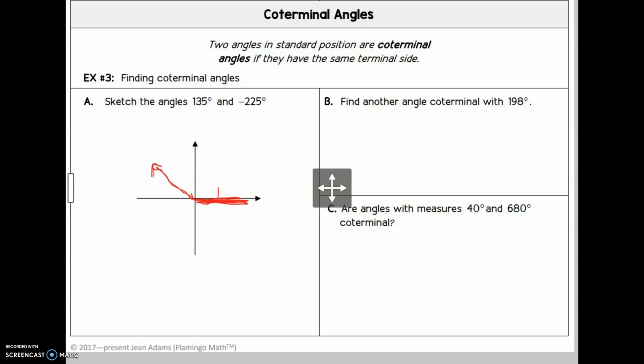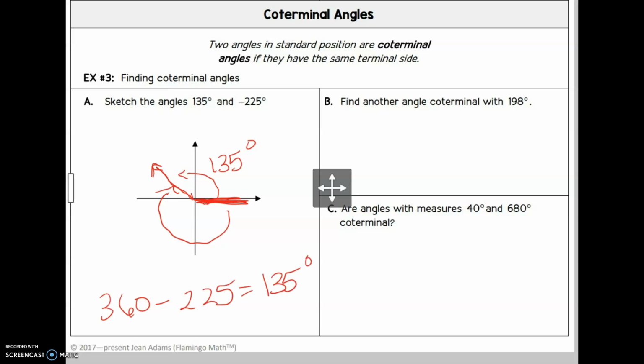So if this is 135 degrees, let's see what this is going to be. Well, do 360 minus 225, and you see that that is 135, right? So this piece, negative 225 degrees, has the same terminal side as positive 135 degrees.